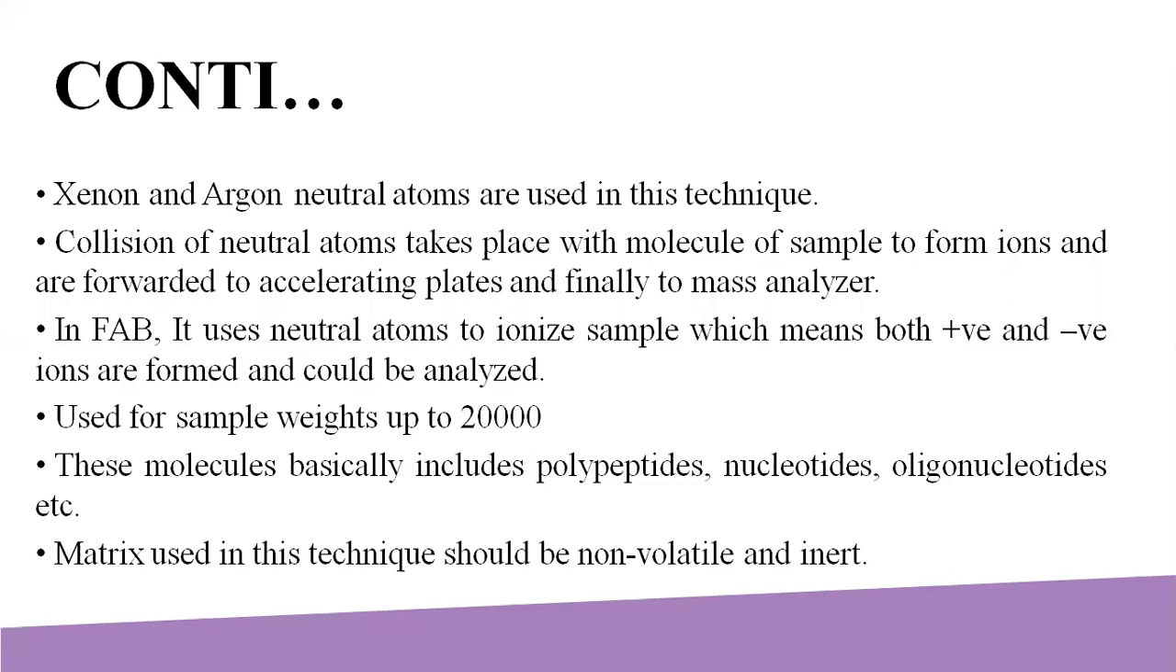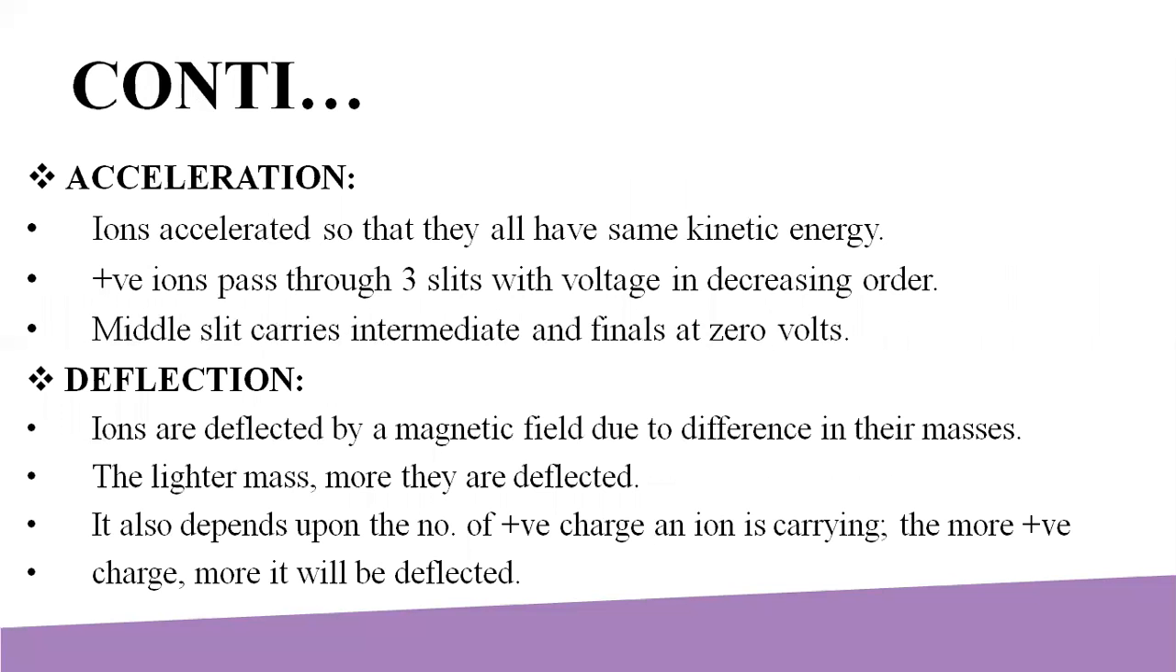Used for sample weights up to 20,000. These molecules basically include polypeptides, nucleotides, and oligonucleotides, etc. The matrix used in this technique should be non-volatile and inert. Acceleration. In this stage, ions are accelerated so that they all have the same kinetic energy. Positive ions pass through three slits with voltage in decreasing order. The middle slit carries an intermediate voltage and the final one is at 0 volts.